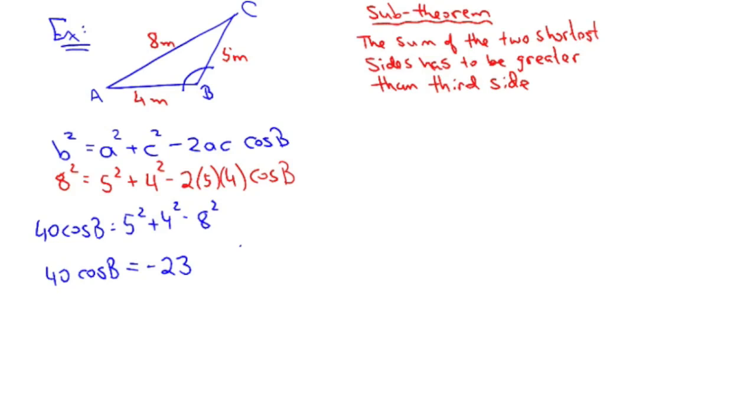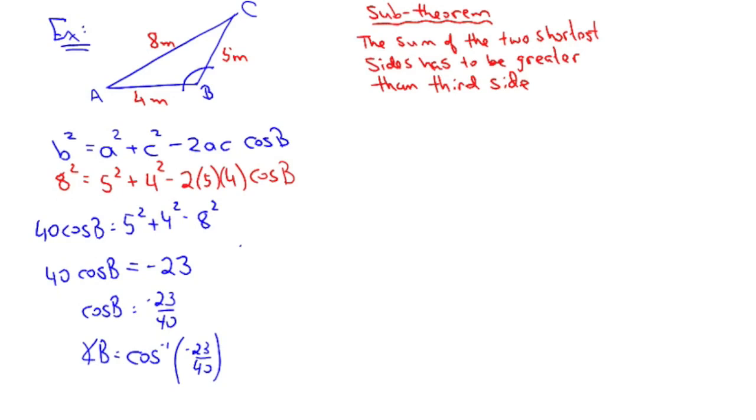All right, how do I solve for cosine of b? Divide both sides by 40, so you get cosine of b is equal to negative 23/40ths. How do I get b by itself? Inverse cosine. So the measure of angle b is going to equal cosine inverse of negative 23 over 40.